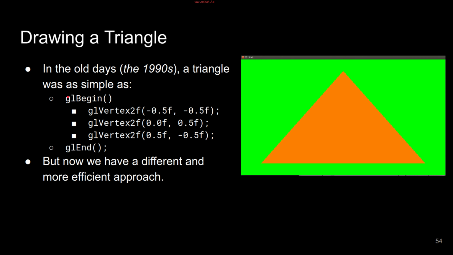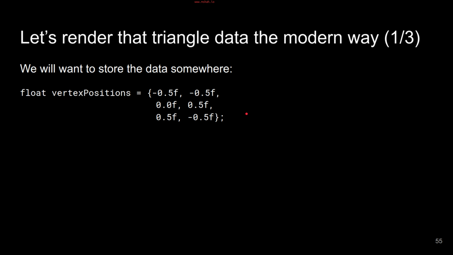So in the olden days in OpenGL, we used to just create our programs by just saying glBegin, and then we would specify the vertex positions here. So now we have a better approach though, because remember, one of the big ideas with OpenGL is this idea of buffers. We're just going to pack all this information into a buffer and then draw this triangle, okay? So let's do things in the modern way.